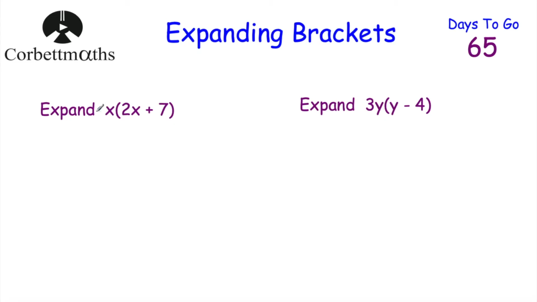This time we've been asked to expand x bracket 2x plus 7. So we've got x lots of this bracket, so we just need to do x lots of 2x and then x lots of 7. So we just need to multiply what's inside by the term outside.